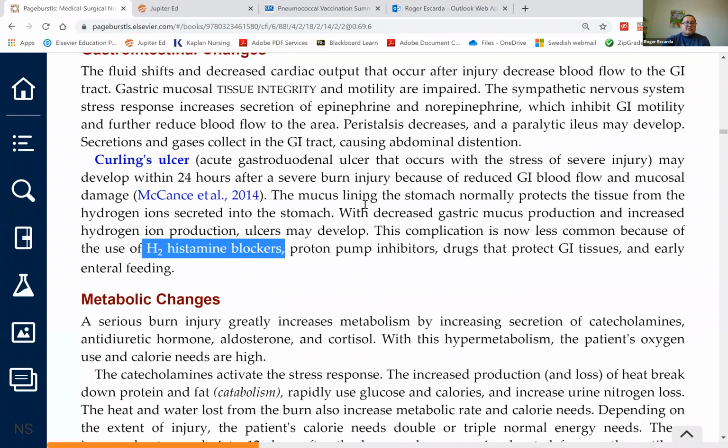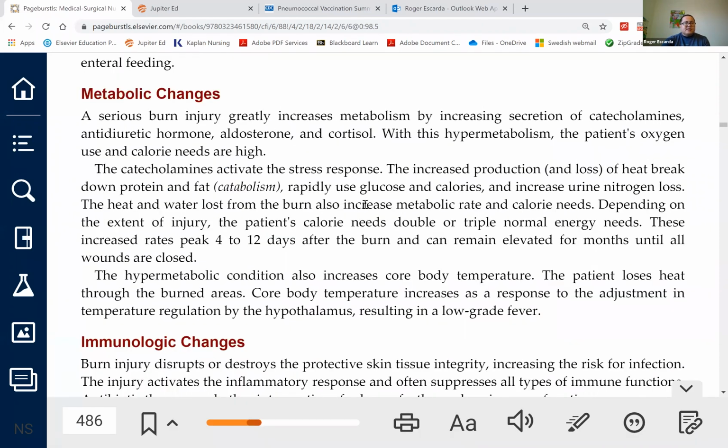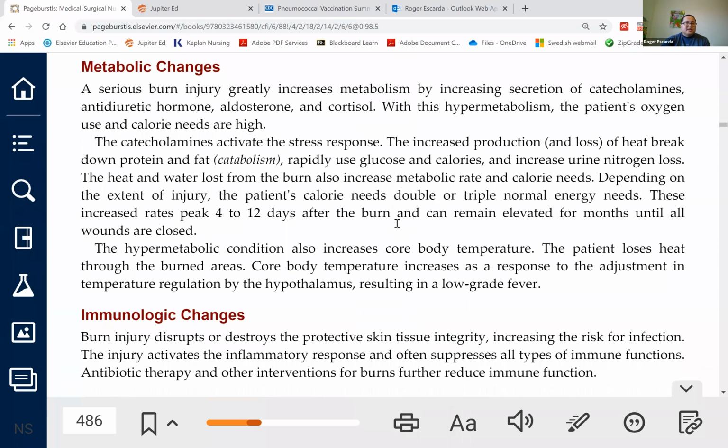Metabolic changes: because this is a severe injury, the patient's metabolic rate increases, so their nutrition requires higher calories now because they're burning their calories at such a high rate because of the injury. You're trying to respond to an injury, you're trying to heal, so they'll be requiring up to 5,000 kilocalories a day after a burn injury.